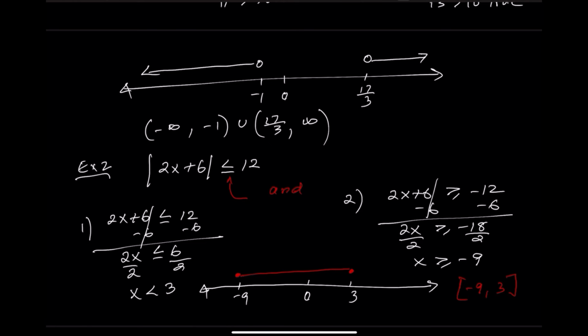Let's now look at two important examples where we need to flip the inequality sign. Suppose we have the absolute value of -2x plus 4, and it is greater than or equal to 6. We'll write two inequalities. First, -2x plus 4 is greater than or equal to 6. Second, -2x plus 4 is less than or equal to -6.